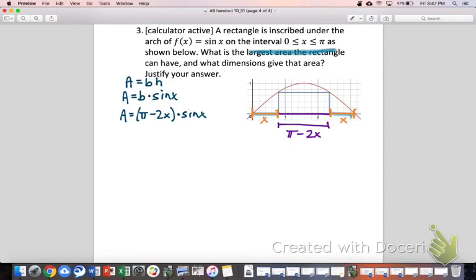And I hope you notice this. Area is a product, and so we're going to have to do a product rule as it's currently written. So we're going to go 1 times d2 plus 2 times d1, and d1 prime is just negative 2. That should be a prime, sorry.